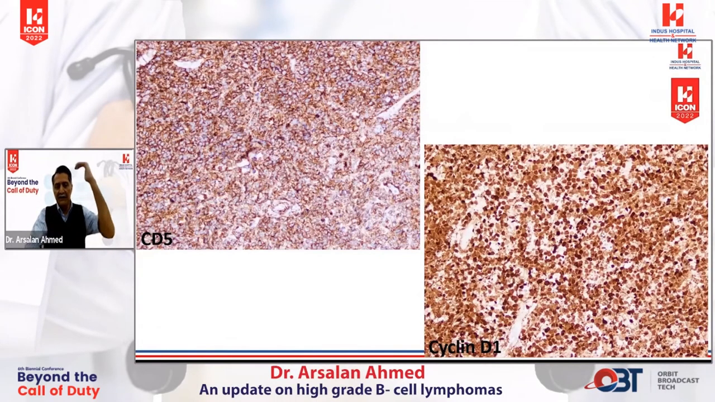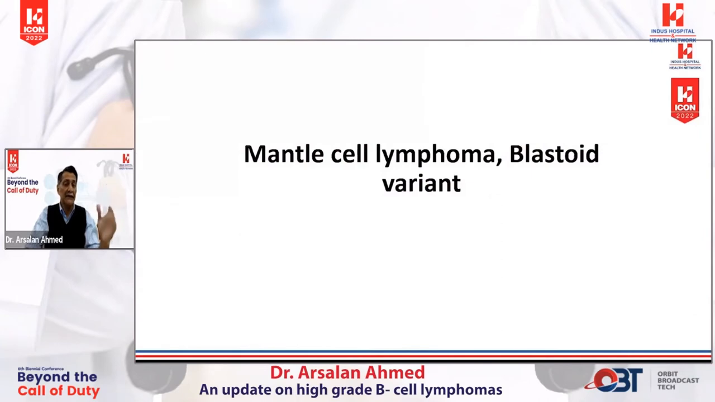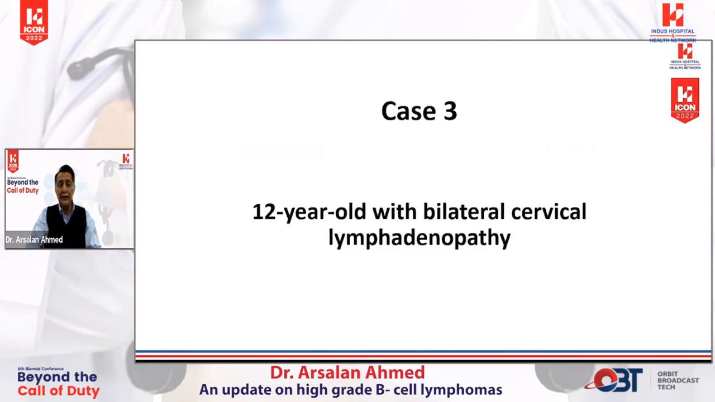If I was just following my simple table, it makes it very easy, especially when the patient is over the age of 45. I try to always do CD5 and cyclin D1 on this. It was positive, and this was called mantle cell lymphoma, blastoid variant. So if you just follow that simple algorithm I showed you, it helps you sidestep many other diagnoses. So case 3 is a 12-year-old with bilateral cervical lymphadenopathy.